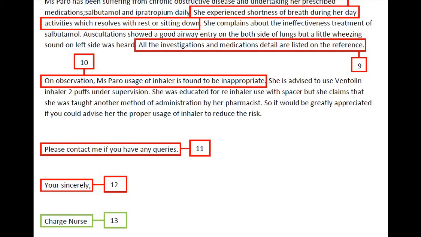She is advised to use Ventolin inhaler 2 puffs under supervision. She was educated for re-inhaler use with spacer, but she claims that she was taught another method of administration by her pharmacist. So it would be greatly appreciated if you could advise her the proper usage of inhaler to reduce that risk." Here, after mentioning the district nurse educated her about the re-inhaler use with spacer, you should add one more point, which is she refused the way district nurse taught her. The first sentence can be altered in such a way that Mrs. Parrow was advised to use an inhaler under supervision and is observed that she uses in improper way, which makes the paragraph much impressive.